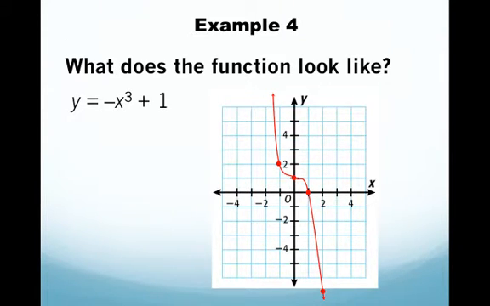Example 4. What does this function look like? Y equals negative x to the third plus 1. This is a negative cubic function because the number in front of the x is a negative. It's cubic because the exponent for the x is 3, to the third power.